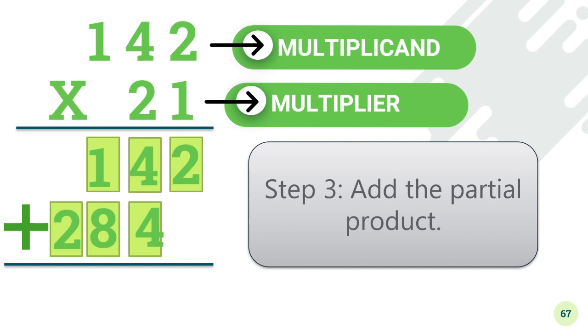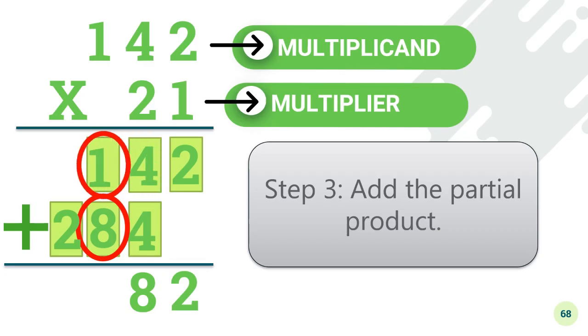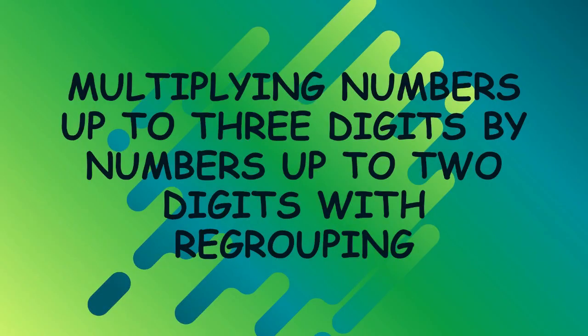Step 3. Add the partial product. We can simply bring down 2. Then 4 plus 4 equals 8. 1 plus 8 equals 9. And lastly, bring down 2. Therefore, 142 times 21 equals 2,982.